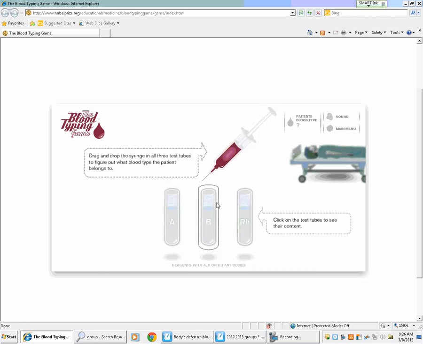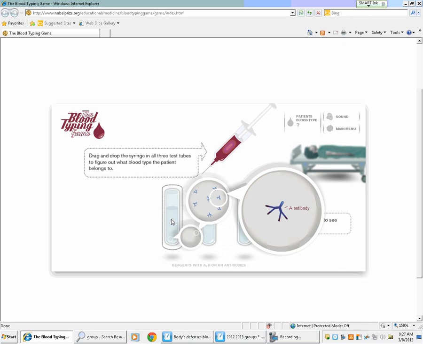Okay, before we move on, the rest of you need to have your papers. Doctor, why don't you go get your sheet so that you can record some information and data here. Read this information, Doc, aloud. Drag and drop the syringe in all three test tubes to figure out the blood type the patient belongs to. Before you do that, Doc, read this one. Click on the test tubes to see their contents. I would start with whatever test tube is listed on your sheet first.